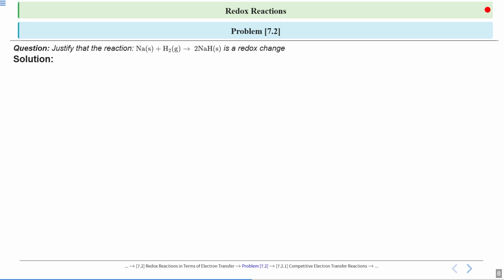So now let's look at the solution, that how can we justify that the provided reaction, that is the formation of sodium hydride, is a redox change. So let's write this reaction with their oxidation number. First of all, if we have to write a balanced chemical equation, so what would be the balanced chemical equation? That 2Na plus H2 gives 2NaH. In this, the sodium and hydrogen, both are balanced.